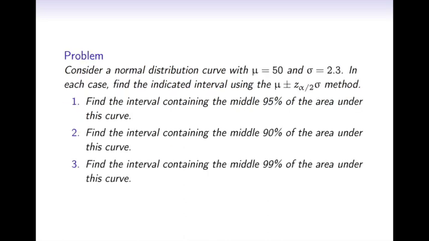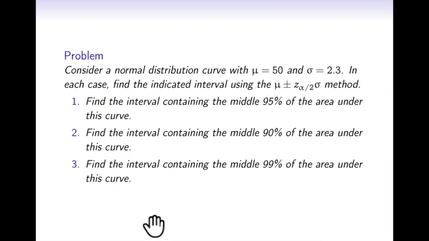Okay, so let's put this method to the test. Consider a normal distribution curve with mu equals 50 and sigma equals 2.3. In each case, find the indicated interval using the mu plus z sub alpha over 2 times sigma method. So we're going to use our cutoff method here.